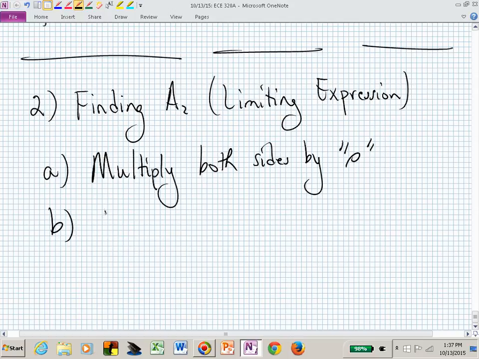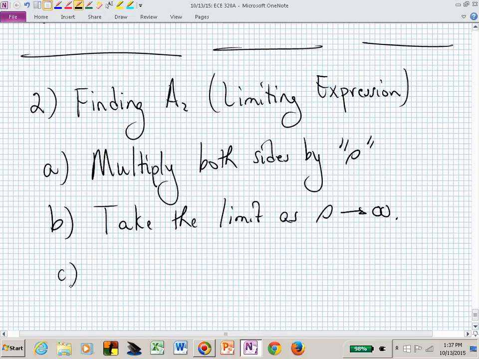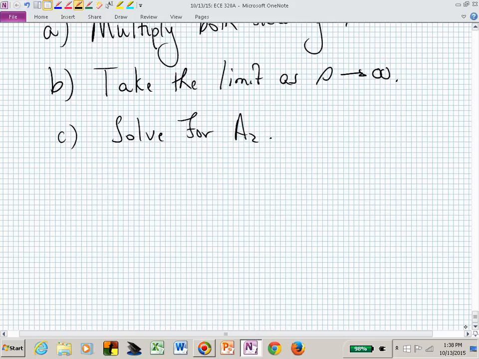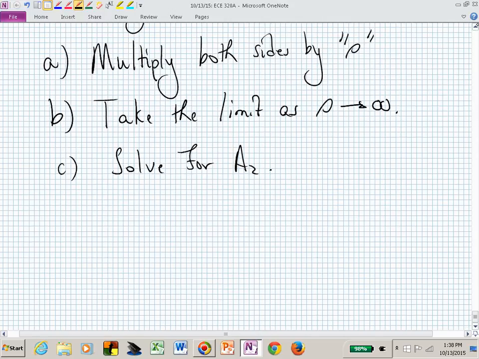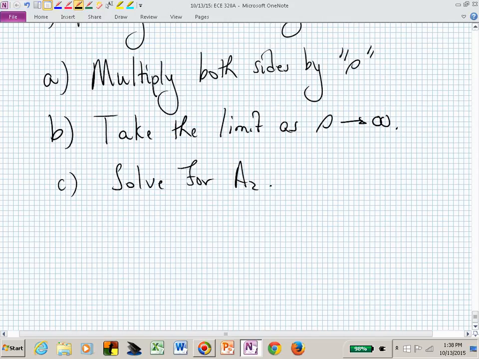Then on both sides, I'm going to take the limit as s approaches infinity, on both sides. Then I'm going to solve for a sub 2. Let's see what that looks like in this example.